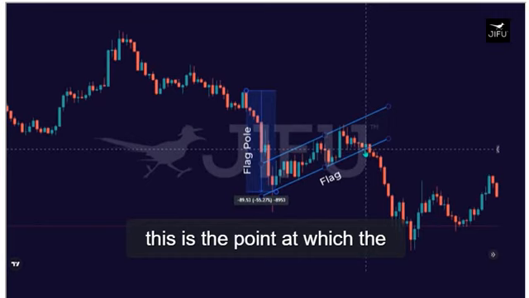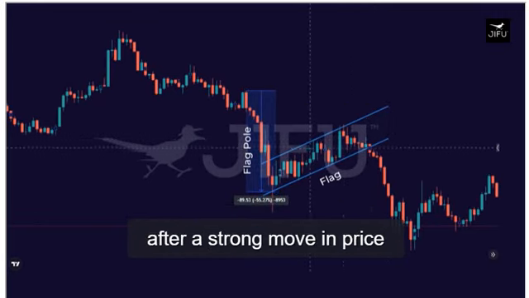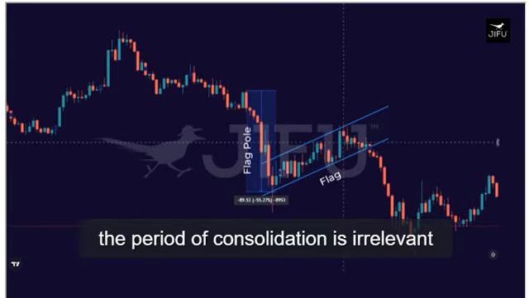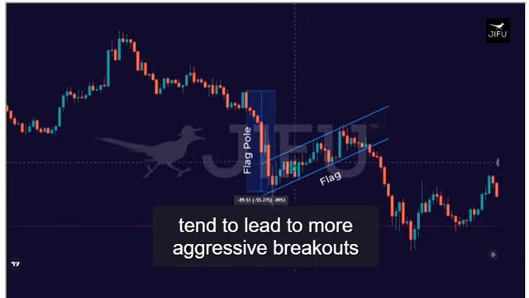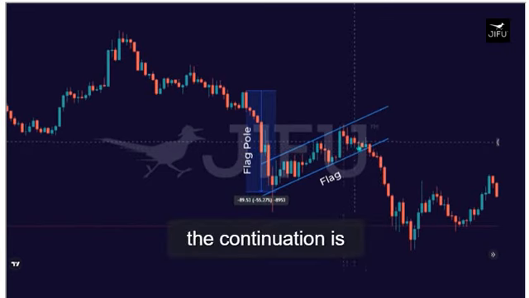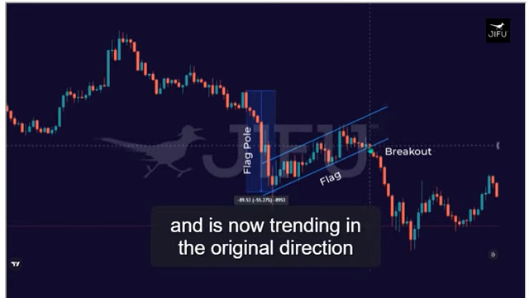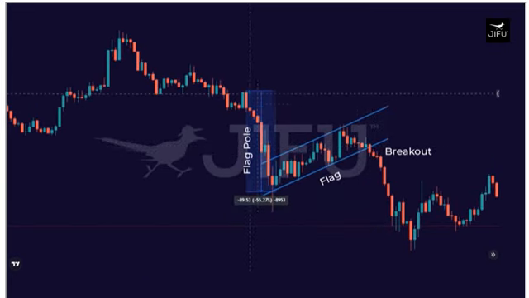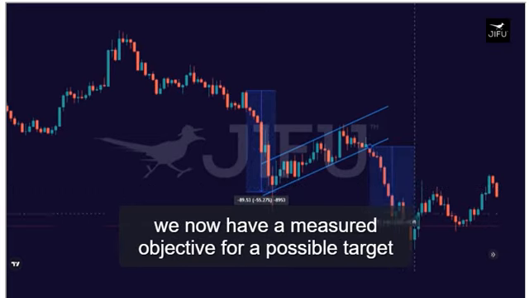The flag of the pattern is the key to this pattern. This is the point at which the market consolidates for a period of time after a strong move in price. The period of consolidation is irrelevant. However, do note that longer consolidation periods tend to lead to more aggressive breakouts. The continuation is the point at which the market has finished consolidating and is now trending in the original direction. Using the distance we calculated for the flagpole, we now have a measured objective for a possible target.